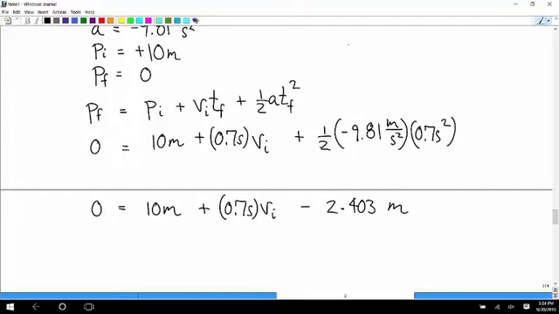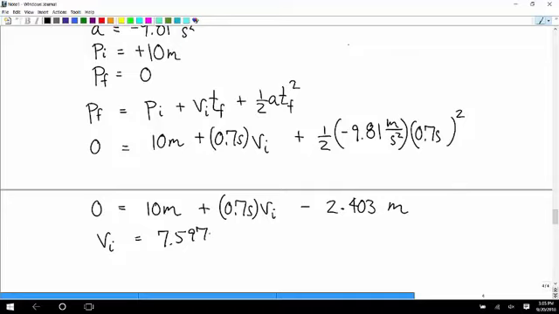That is 1/2 times negative 9.81 times 0.49, and this shouldn't be squared yet. And so you get VI is equal to 7.597 negative divided by 0.7 meters per second. So can you divide that for me?